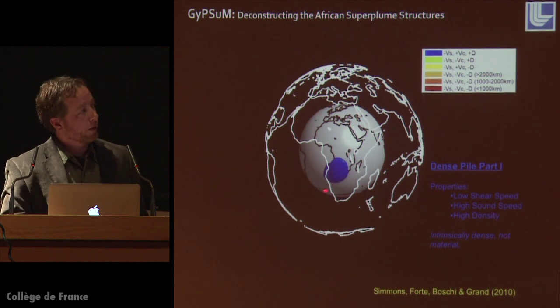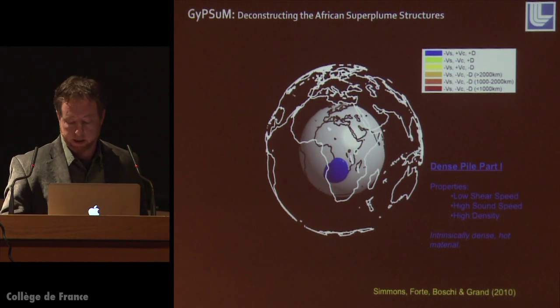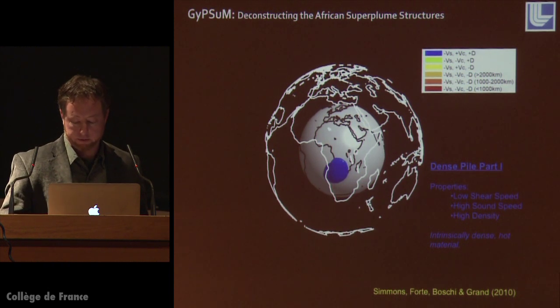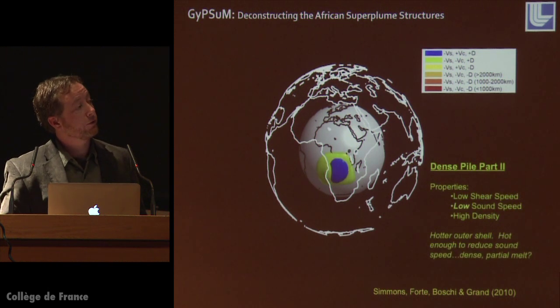And what I've done here is looked at the African superplume and made 3D maps of where properties are the same. And for example, in the very deep mantle, we see what I call the dense pile part 1. And this is low shear speed, high sound speed, and high density. So this is a large zone of high density, so it's a dense pile, even though our densities aren't nearly as high as others suggest. But that's probably due to the minimization technique that we use.